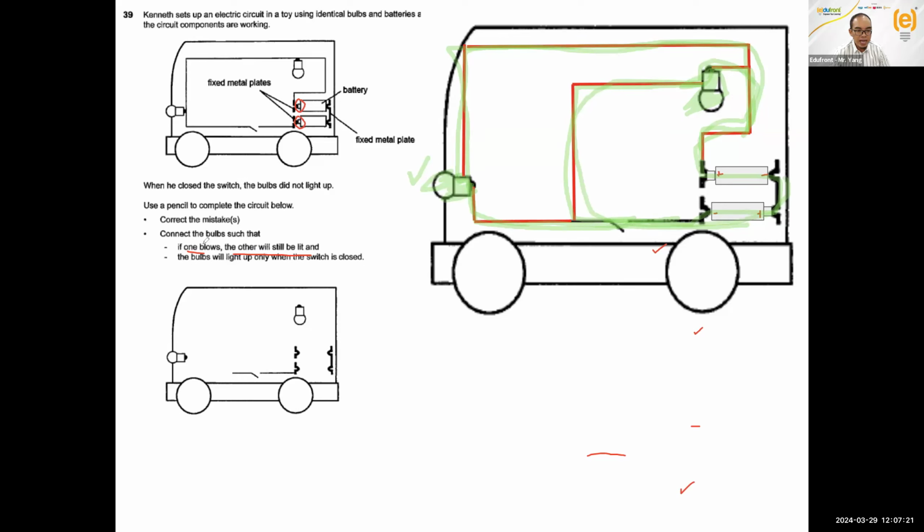For the second criteria, the bulbs will only light up when the switch is closed. When the switch is open, there is a gap here. When there's a gap, both bulbs will not light up. So that is the answer for this question.